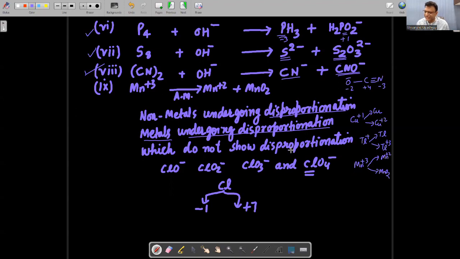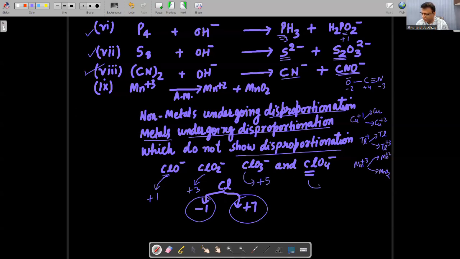There is another question regarding disproportionation. They are asking which of the following chemical species will not disproportionate. Again, this question is based on the range of oxidation numbers for a particular element. Here they are talking about chlorine. For chlorine we know that the oxidation number varies from -1 to +7. In ClO minus, chlorine is present in +1 oxidation state. Here it is present in +3 oxidation state. Here it is present in +5 oxidation state, and here it is present in +7 oxidation state.